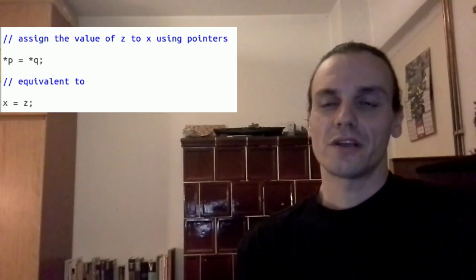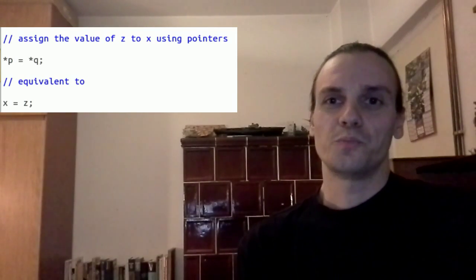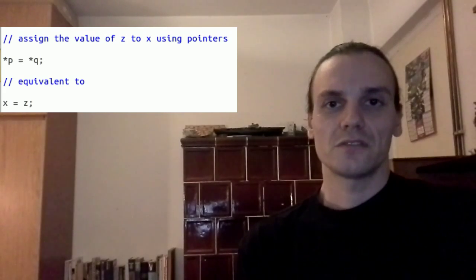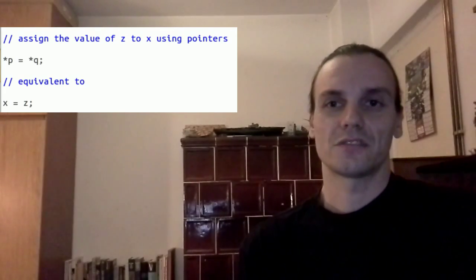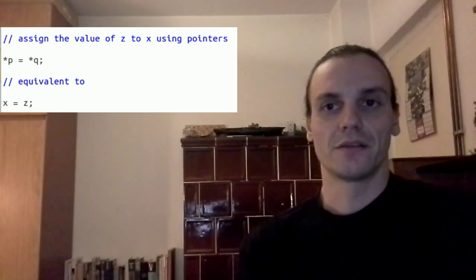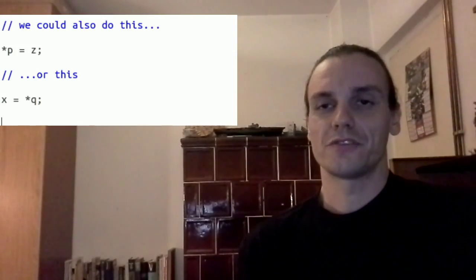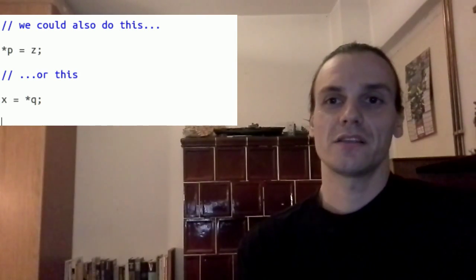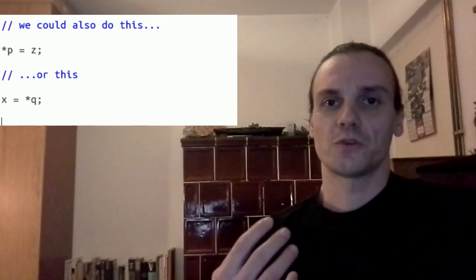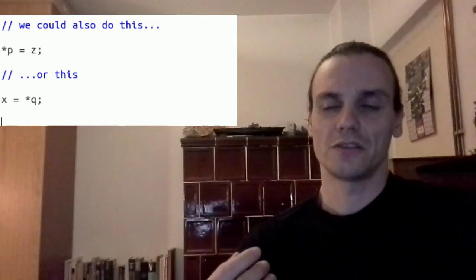Now let's assign the value of z to x using pointers. As you can see, we've dereferenced q and assigned the value stored there to the dereferenced p. Both p's and q's memory locations, so variables x and z, now hold the same value. This is equivalent to just saying x equals z. We could also use the following. For instance, we dereference p and assign it the value of z, or we can just assign the dereferenced q's value to x.